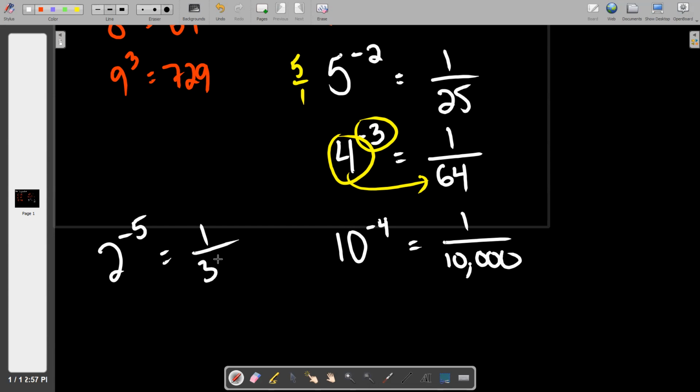1 over 32. Very good. I mean, we knew, even if maybe what you were struggling with was the 2 to the fifth, we at least know this much: the 2 to the fifth traveled to the bottom, but the exponent changed to positive. And then 2 to the fifth, you either memorized it or not, but it's 32. So 1 over 32.